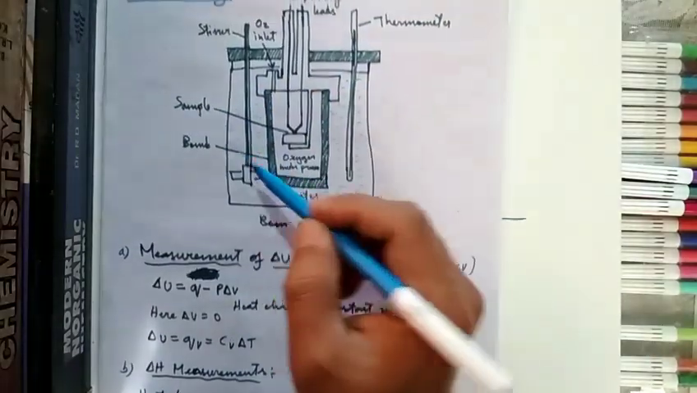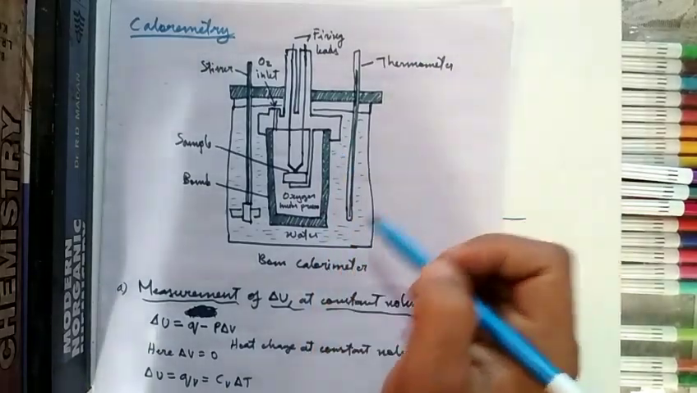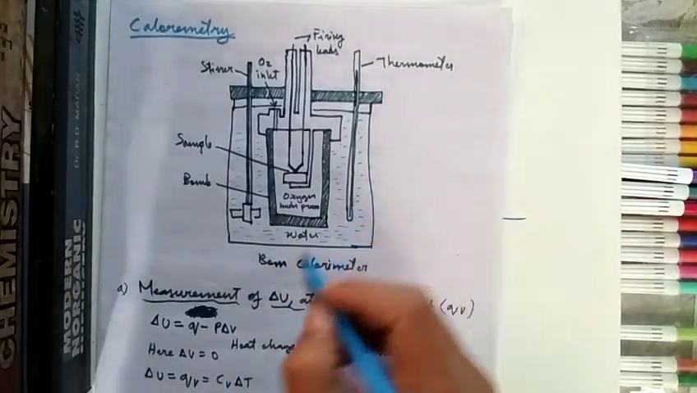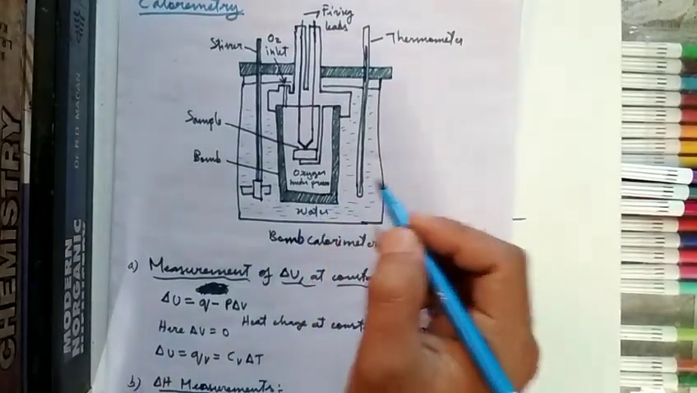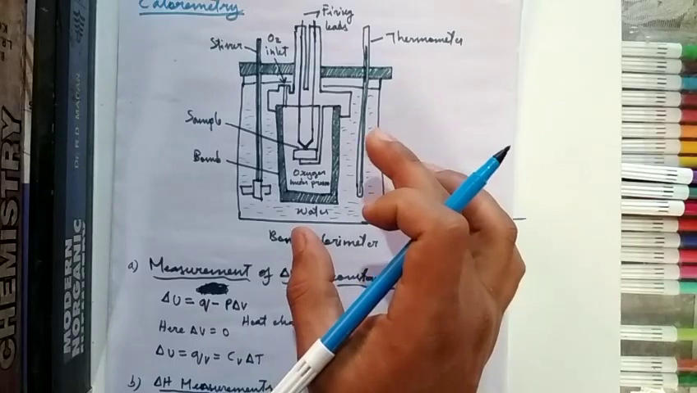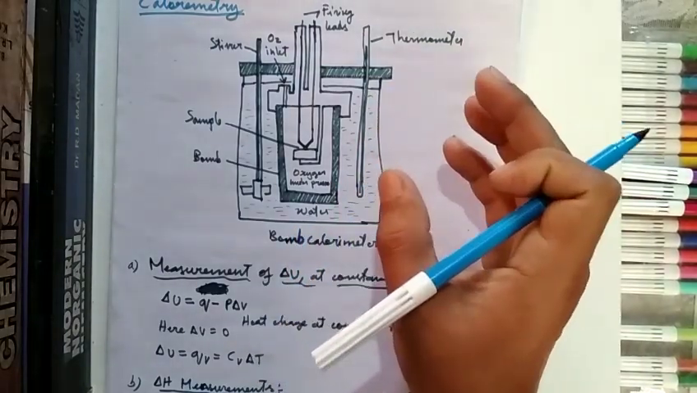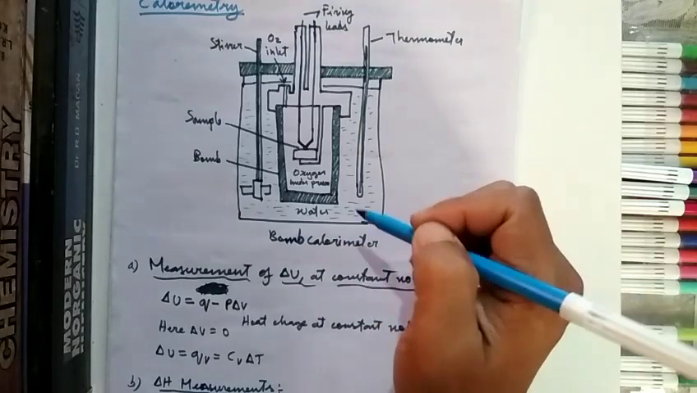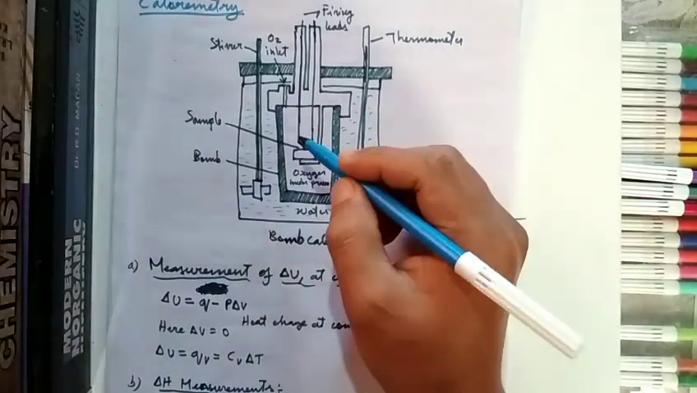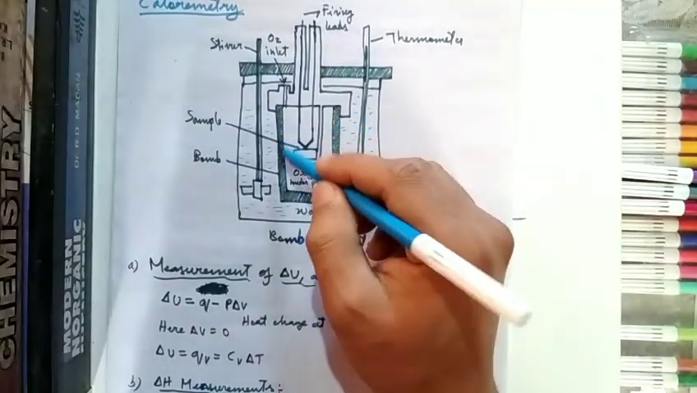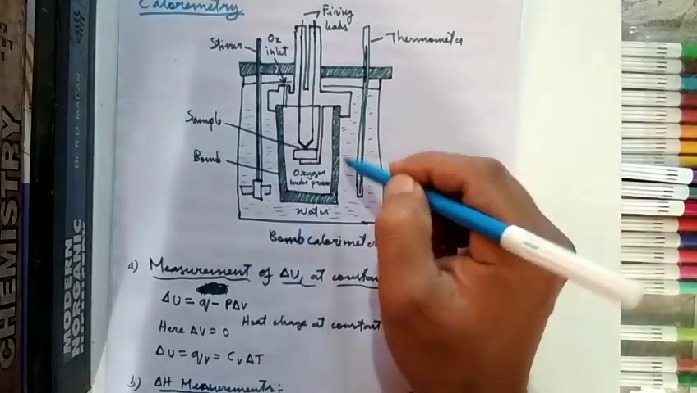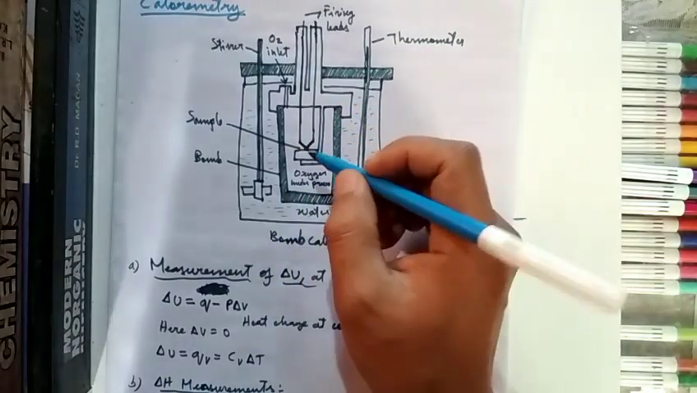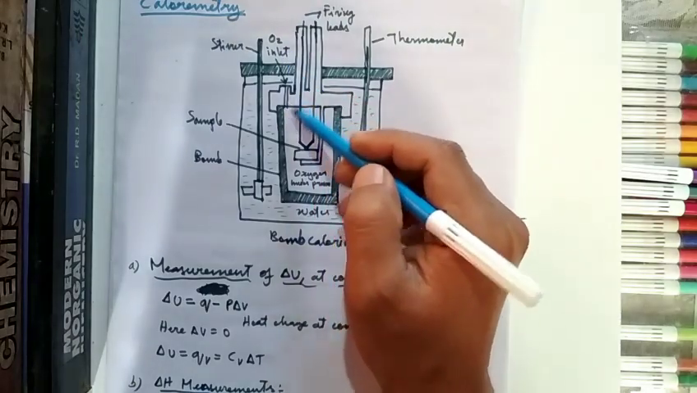Now you can see a diagram here. This is a bomb calorimeter. In this calorimeter, we are going to determine the heat changes involved in the process. It consists of a steel vessel immersed in a water bath. The steel vessel is completely sealed, and there is an inlet for pure oxygen.